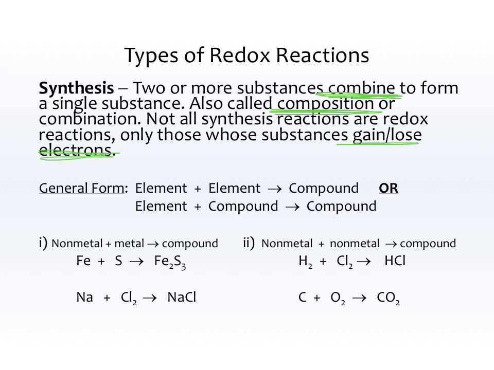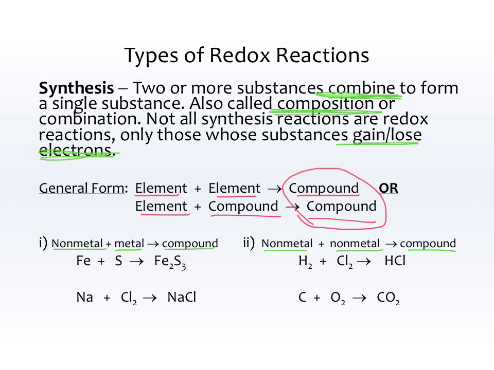So, for redox synthesis reactions, we have two general forms. Two elements combine to make a compound, or an element and compound combine to make a compound. What we have in common with these products is that there is only one product. Two things make one. So one type of synthesis reaction we have is a nonmetal with a metal making a compound. So we have iron and sulfur making iron sulfide, or a nonmetal and a nonmetal making a compound. So we have hydrogen and chlorine making hydrogen chloride.